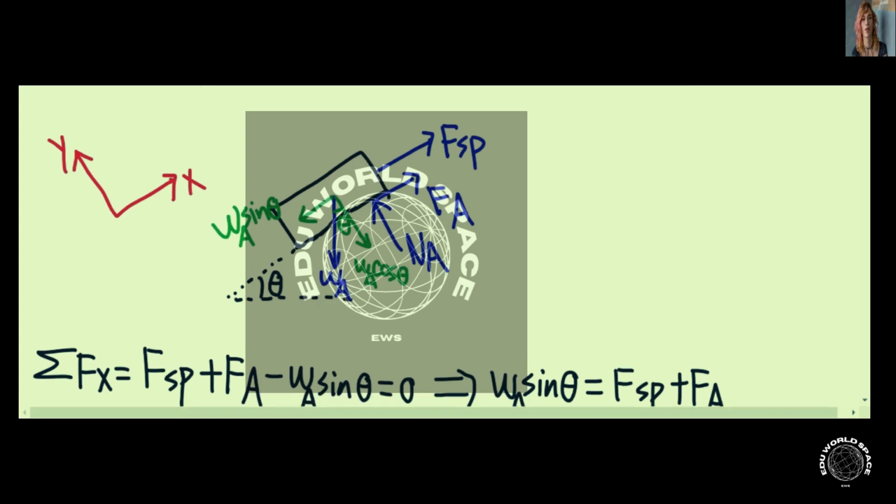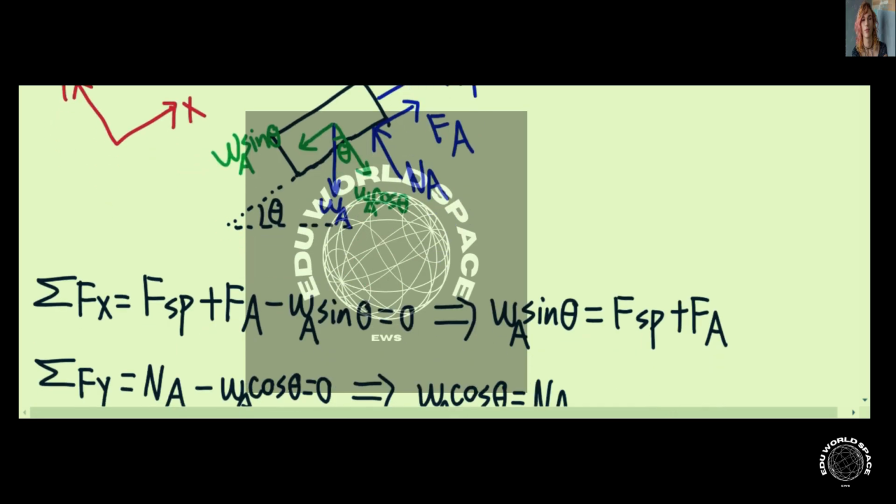Okay, so this is the force diagram for block A. We consider the x direction pointing along the surface, and the y direction perpendicular to the surface. Let's assume that blocks A and B are at rest. Therefore, the net force along the x and y directions is equal to 0.